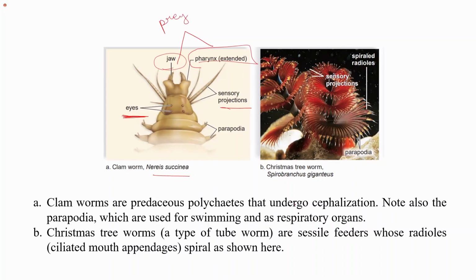And they have parapodia, as I mentioned, which are the appendages that are present. The next example here is the Christmas tree worm.